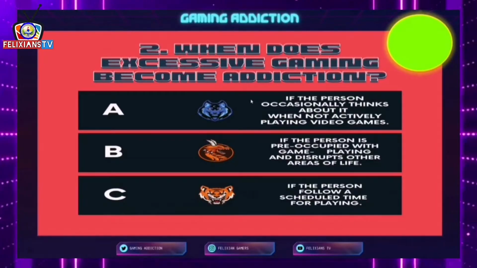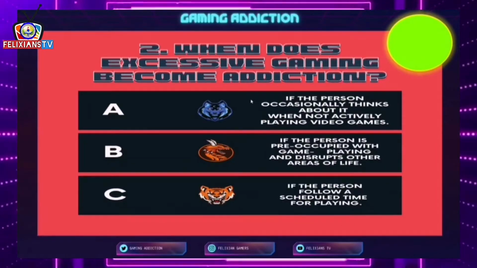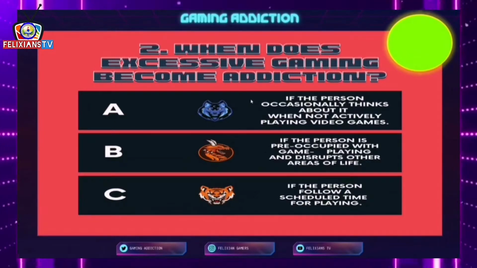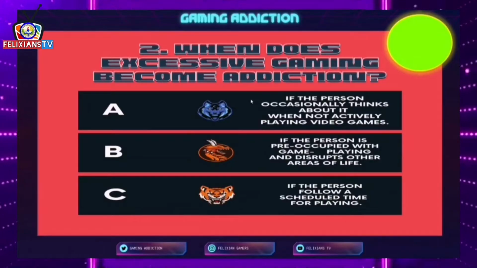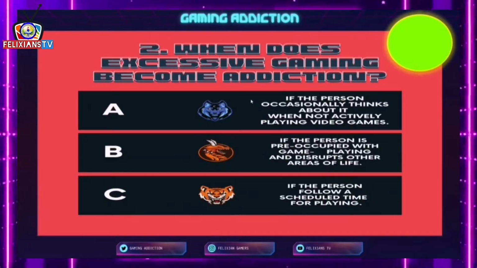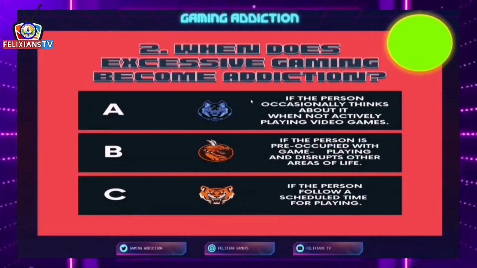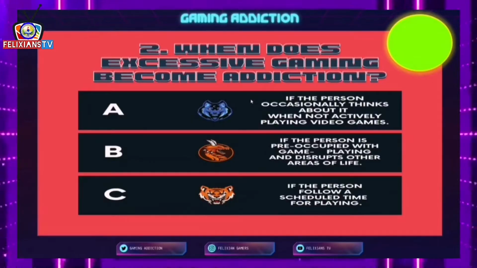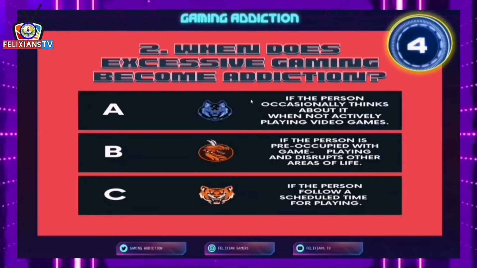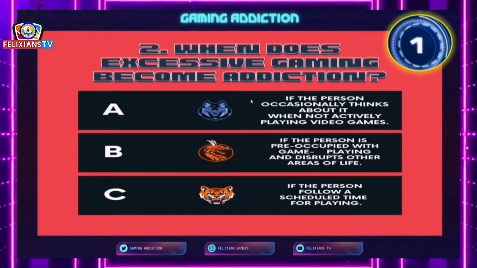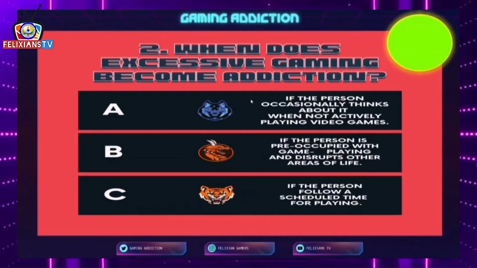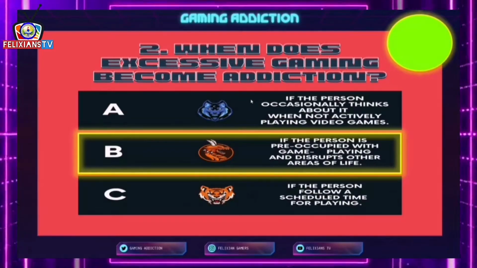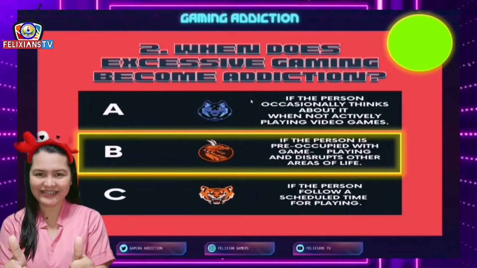When does excessive gaming become addiction? A. If the person occasionally thinks about it when not actively playing video games. B. If the person is preoccupied with game playing and disrupts other areas of life. C. If the person follows a scheduled time for playing. And the correct answer is letter B. Good job!